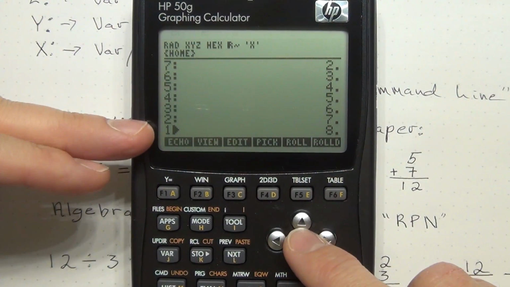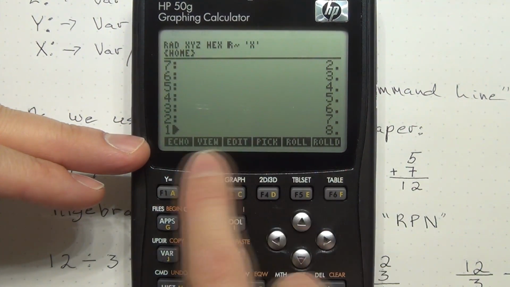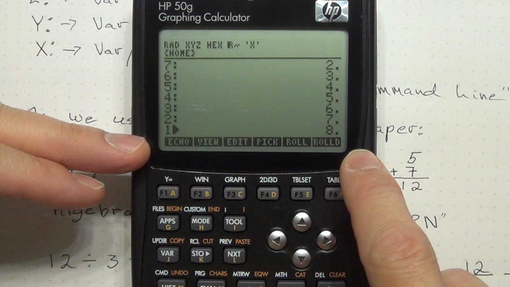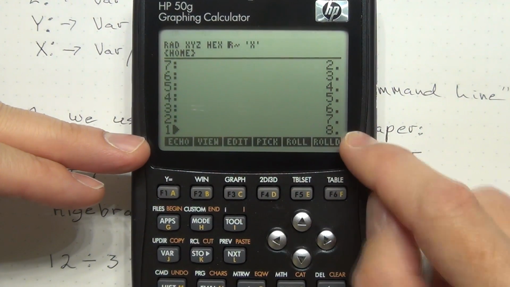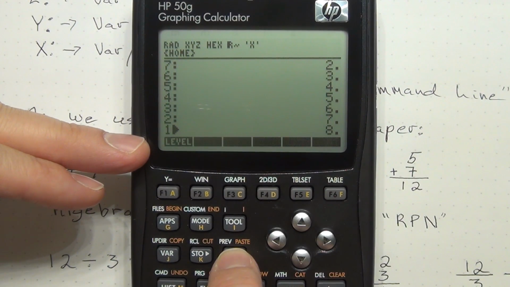Right, so you can see I'm at the bottom of the stack here and I can navigate around the stack. Now you've also got a whole lot of options on the menu down here. They continue, in fact if you push the next button they continue off the screen. So this shows you all your options.